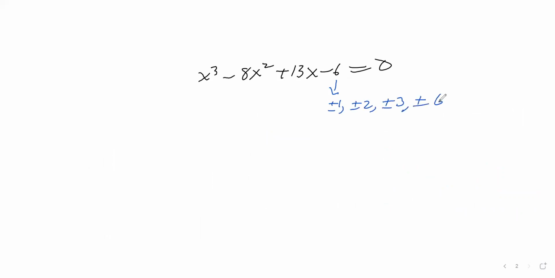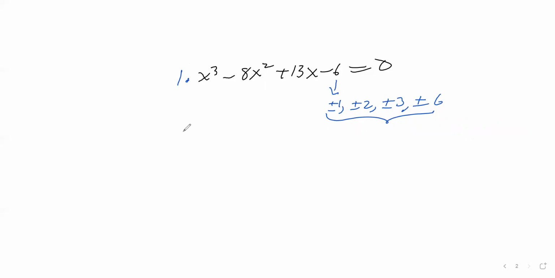So we have x cubed minus 8x squared plus 13x minus 6 equals 0. And the rational zero theorem says we try the factors of this constant, right? So plus or minus 1, plus or minus 2, plus or minus 3, plus or minus 6. One of these is going to be a zero of the polynomial because the leading coefficient is 1, so when we divide by 1, we still get the same list. So I'm going to start with 1.